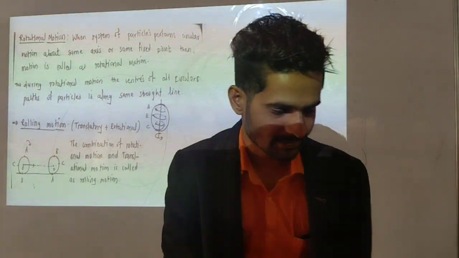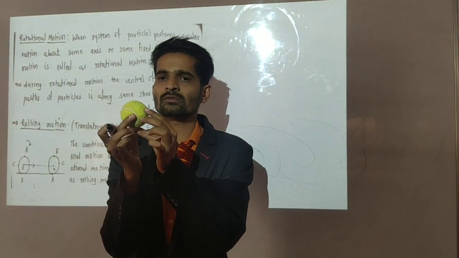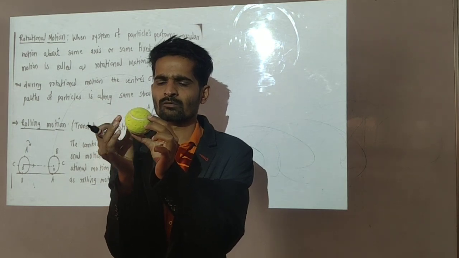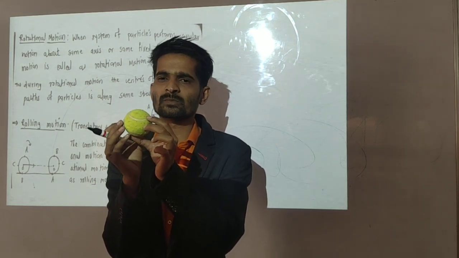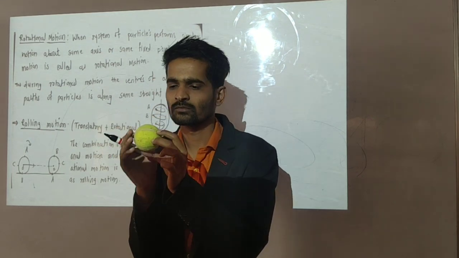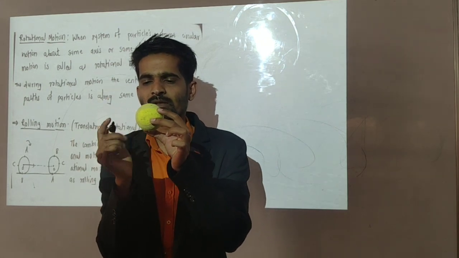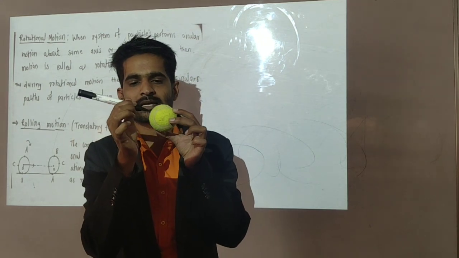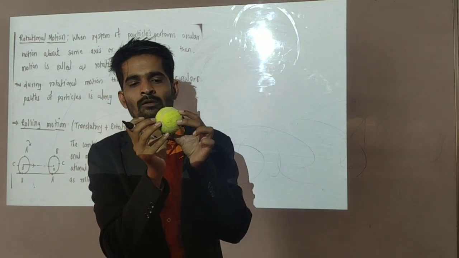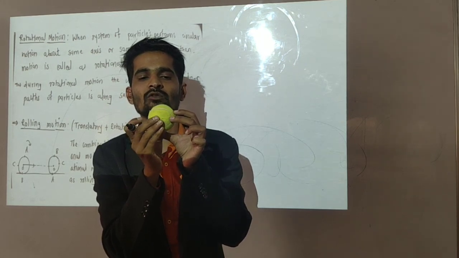Let's take an example. Suppose this is a ball. Whether this ball is performing circular motion or rotational motion? Yes, good. Rotational motion. Why? See here, this spherical ball consists of a large number of particles, and if you take the example of this particle, while rotating, this particle is performing circular motion.